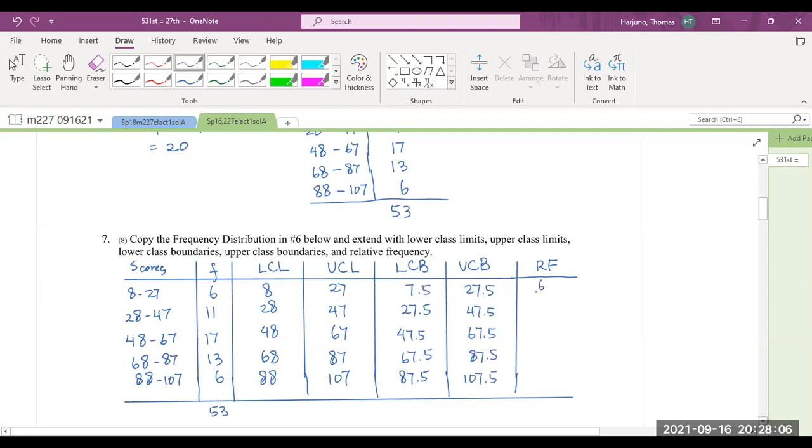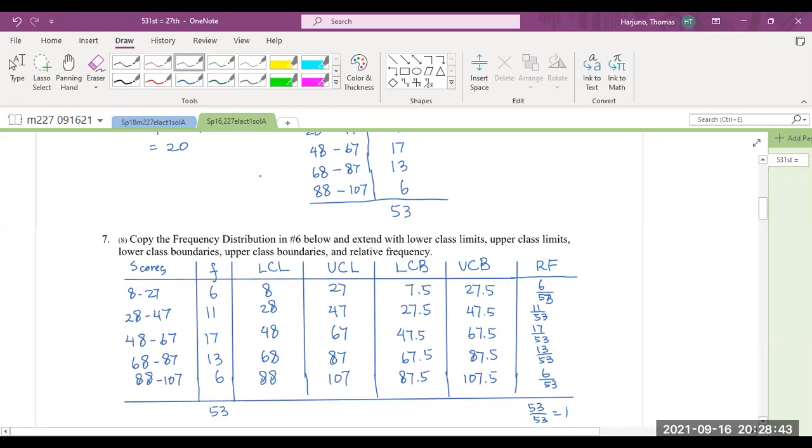This will be 6 over 53, 11 over 53. I say 53, I wrote 57. Oh, the 17 over 53, 13 over 53, 6 over 53. The total should be 53 over 53, which gives us 1. Okay, so far, any question? I hope not.